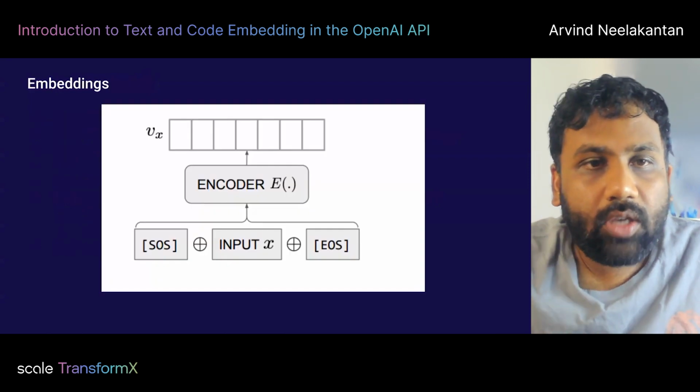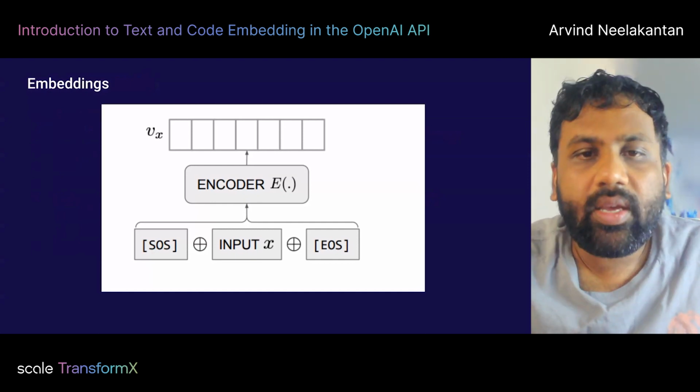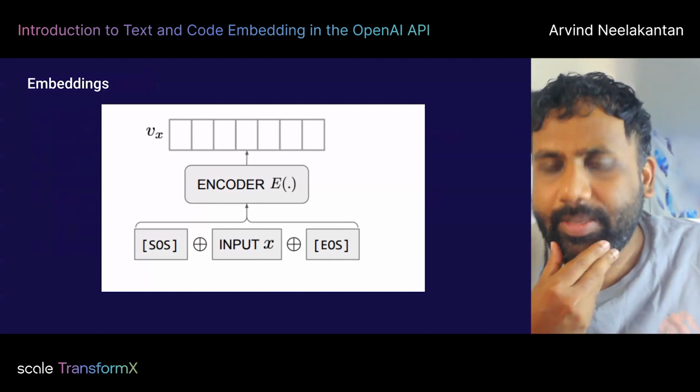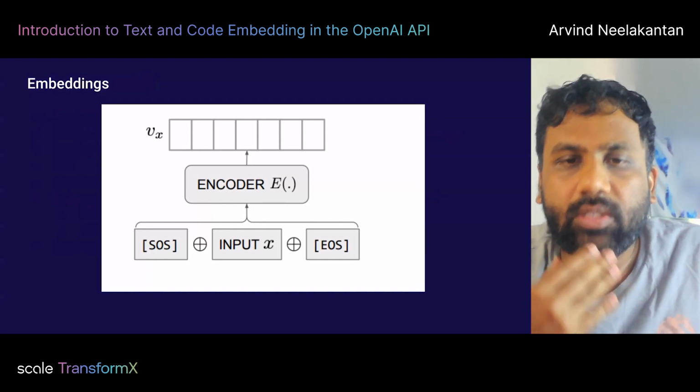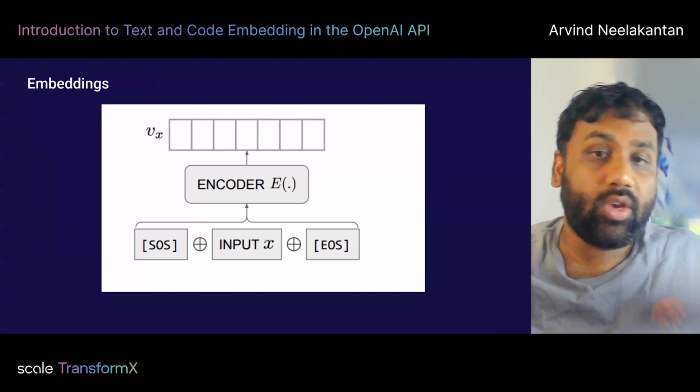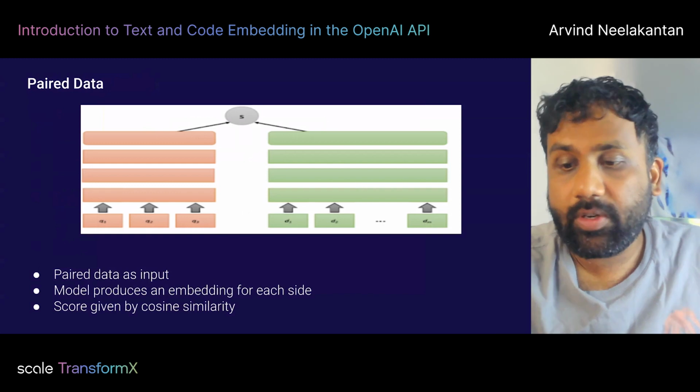Let's start with what we mean by embeddings. It's a bit of an overloaded term in deep learning. Here, what we mean by it is you're given some input and you have an encoder neural network that produces a single vector for your input.